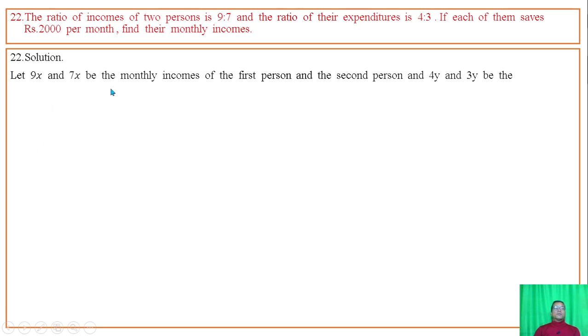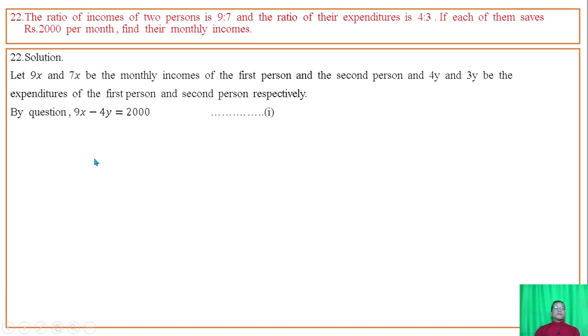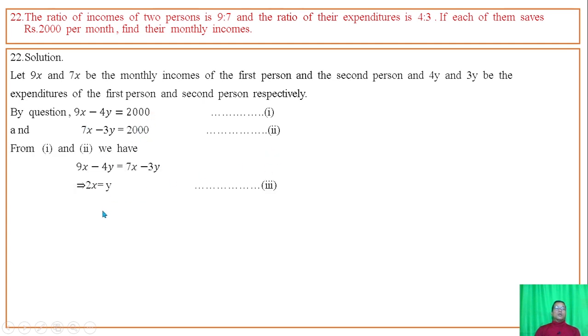Let 9x and 7x be the monthly incomes of the first person and second person, and 4y and 3y be the expenditures of the first person and the second person respectively. By question, the saving of the first person is 9x minus 4y, that is 200. This is equation 1. Similarly, for the second person, 7x minus 3y equal 200, equation 2. From 1 and 2, we get 2x equal to y, which is equation 3.